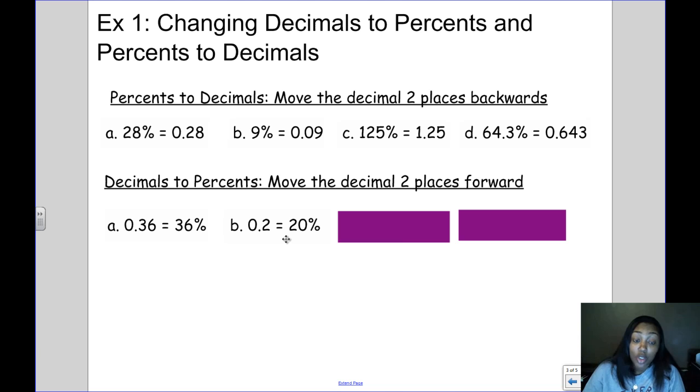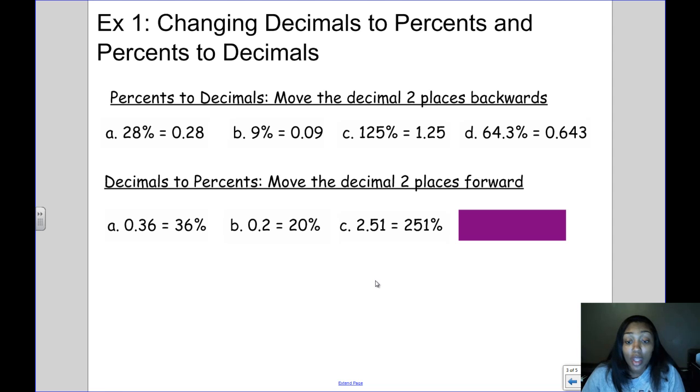Not 2%, but 20%. Then I have 2 and 51 hundredths. I want to change that to a percent. So if I move the decimal 2 places forward, that would be 251%. And then I have 7 hundredths, and if I want to change that to a percent, I'm going to move the decimal 2 places forward, and that would be 7%.